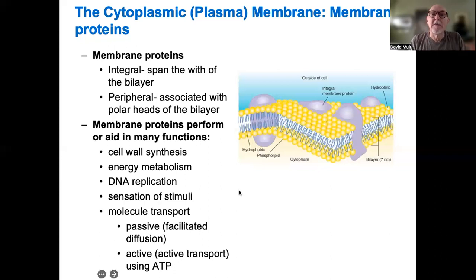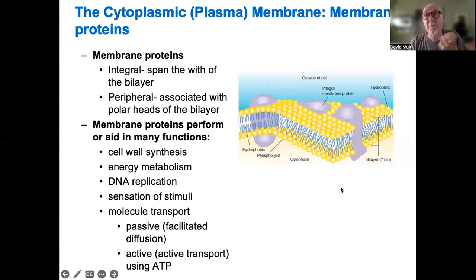I've already emphasized one of the most important functions of these proteins, which is in transporting molecules. And they do so very, very selectively. First of all, there are a set of proteins which allow molecules, specific molecules, to move by diffusion. That is from areas of high concentration to low concentration. That is a passive process. It requires no input of energy by the cell.